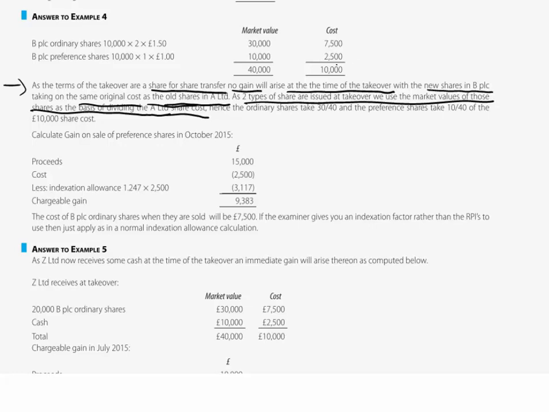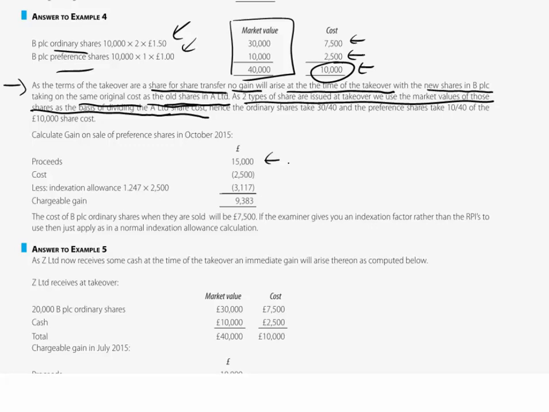What was that A Limited share cost? £10,000. What were the open market values of what you've now received? The ordinaries and the preference shares in B. Their market values are 30,000 and 10,000 respectively. Use those market values to divide that cost. That gives you 7,500 to the ordinary shares, and critically, because it's the preference shares that we go on to sell, a base cost of £2,500 into your gains calculation for the subsequent disposal of the prefs in October 15.